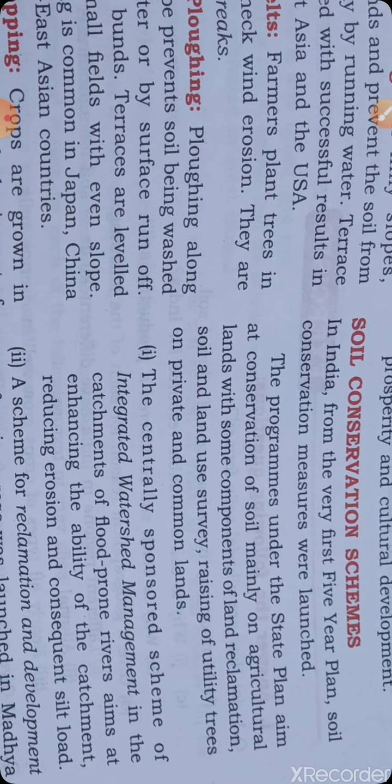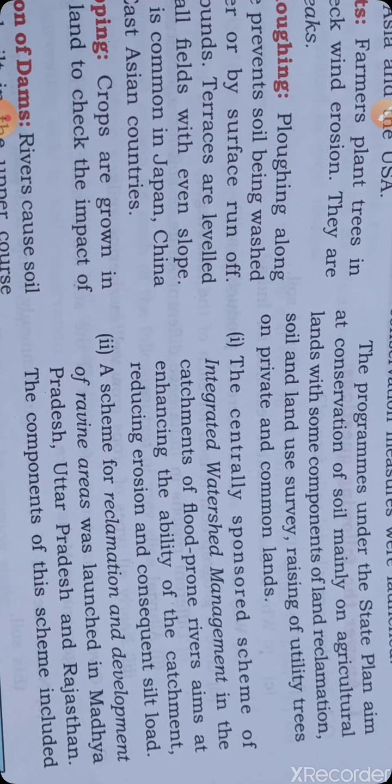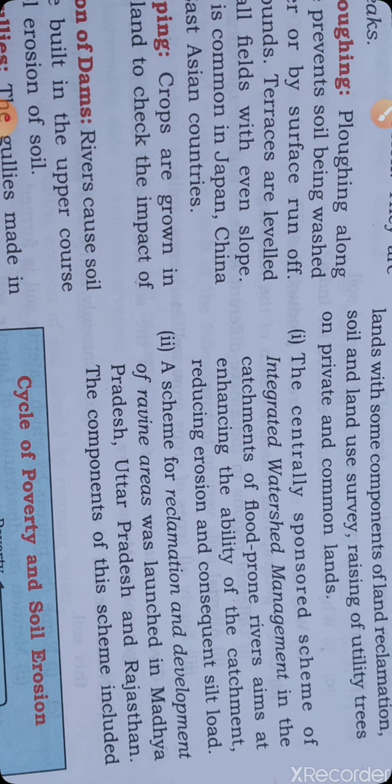What are soil conservation schemes here in India? From the very first five year plan, soil conservation measures were launched. The programs under the state plan aim at conservation of soil, mainly agricultural land, with some components of land reclamation, soil and land use survey, raising of utility trees on private and common lands. The centrally sponsored scheme, integrated watershed management in the catchment of flood prone rivers, aims at enhancing the ability of the catchment, reducing erosion and consequent silt load.